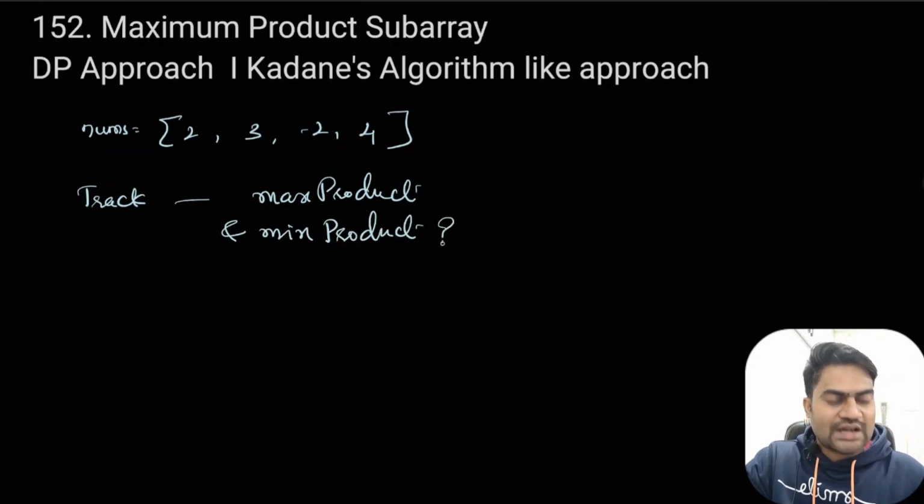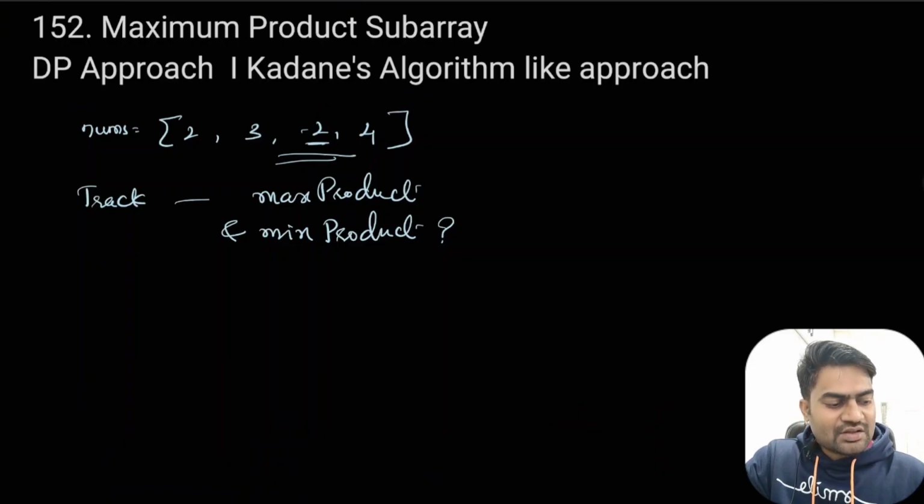So why minimum product? This question arises, right? Because we know from the constraints that this particular array contains negative numbers also. So if it contains negative numbers, that too multiple negative numbers, one product might be very negative when we multiply it with one negative number, but on the occurrence of the next negative number, it might turn out to be the maximum product, correct?